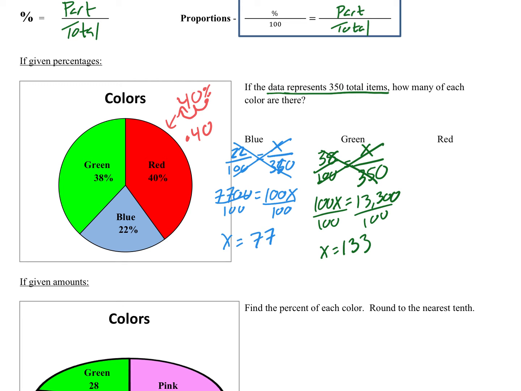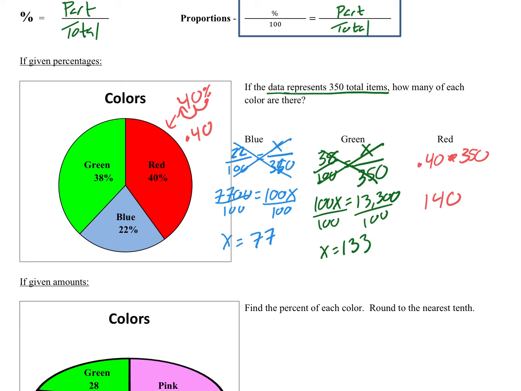So in order to find 40% of our total items, we can take that decimal and multiply it by the total number of items, 350. And when we do that, we're going to get 140. And that tells us we have 140 red items.